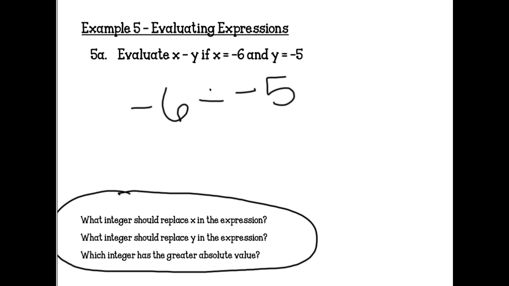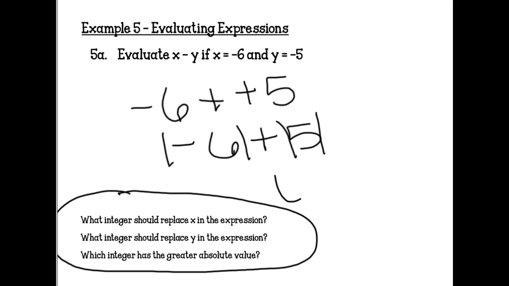And we add the opposite. So we now have -6 plus 5. And they are different. When we have different signs, we take their absolute value and we find the difference between them. So 6 minus 5 is 1. And which one has a greater absolute value, -6 or 5? The one that has a greater absolute value is -6. So that means our answer is going to be negative. So we have -1 as an answer.